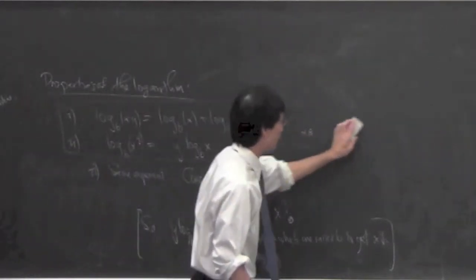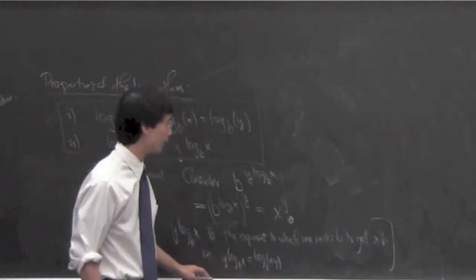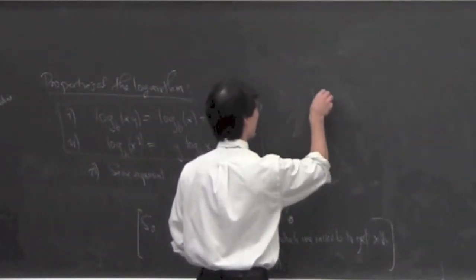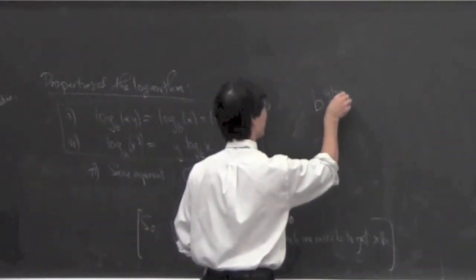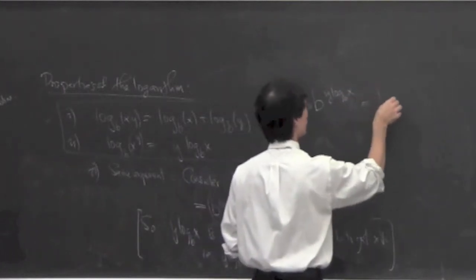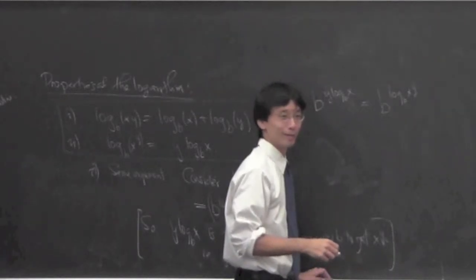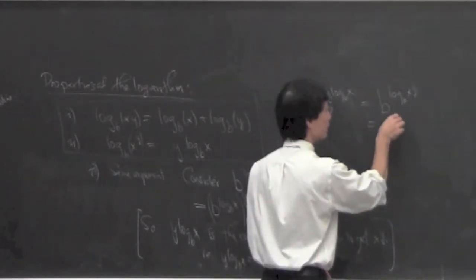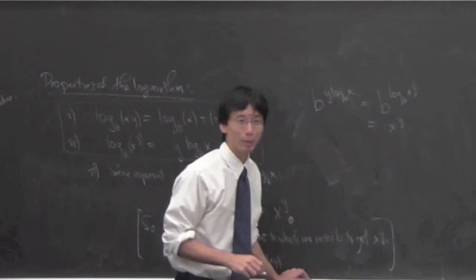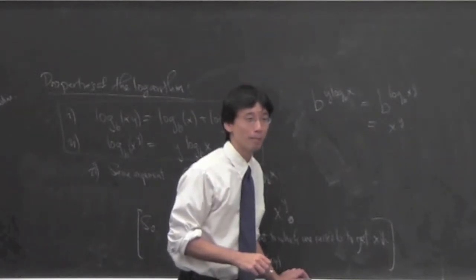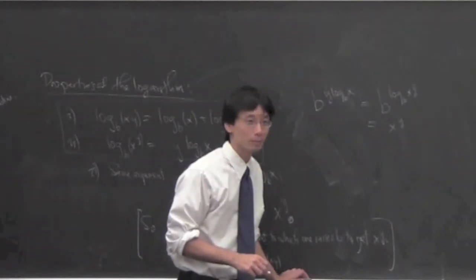Let me show you why I paused and thought I was completely wrong. Here's what I was going to do first. I was going to say, well, look at this thing. This thing is b to the log base b of x^y, and so you get x^y. Right? What's wrong with doing that?